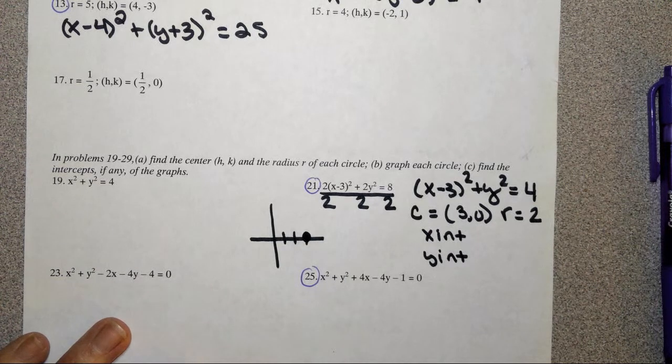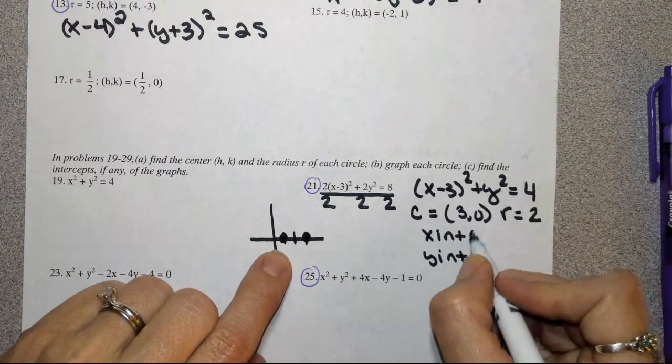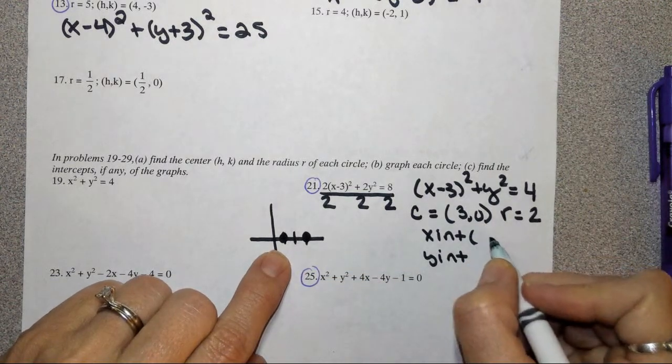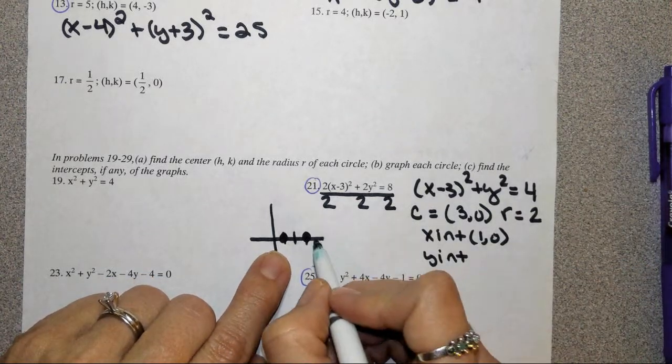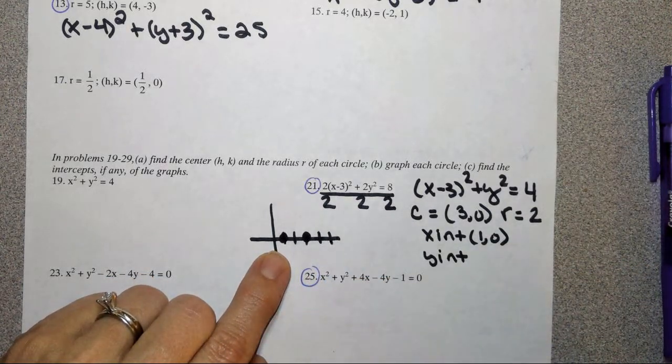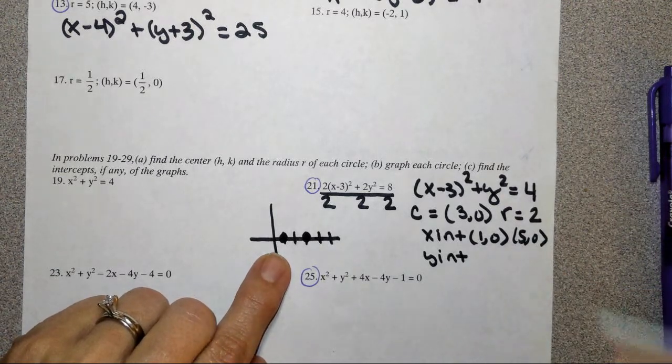And from the center, I'm going to go left how many? 2. Hey, is that an x-intercept? Yeah. That's really pretty. What is that? 1, 0. And then I'm going to go 2 the other way. What number is that? That's 5. So I got those without having to show any work because I was smart enough to graph first.